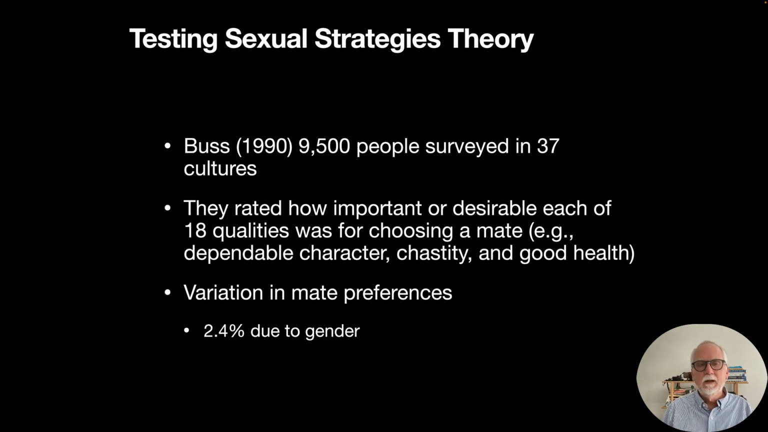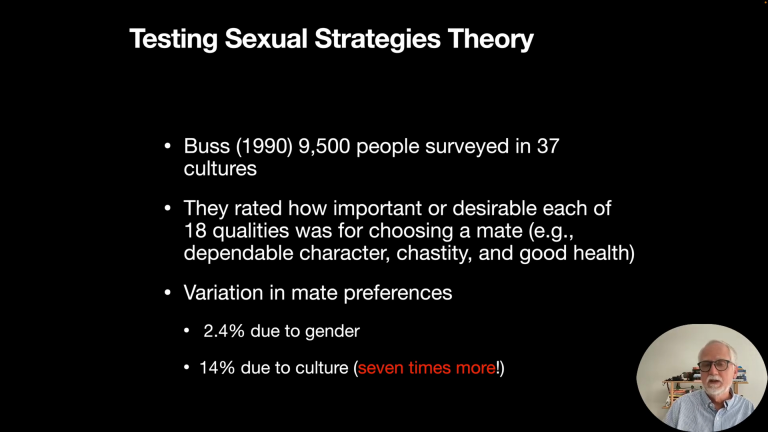The other thing that you'll see, though, if you actually pick up that article from 1990, is they found that 14% of the variation in terms of what they thought was important was actually due to the different cultures. So in fact, 7 times more of the variance was explained by culture than by gender. So if you're going to think about culture versus gender, the way Eagly and Buss are kind of arguing about it here, here's data from Buss's own study that culture seemed to be even more important in explaining variation in mate preferences in terms of what's attractive than gender does.